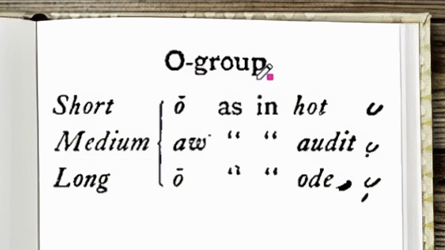So let's look at the O group as in the alphabet listing in the front of your 1916 Gregg Shorthand manual. O group, the short O sound as in hot. It's just a downward hook. The medium sound, or the sound aw, as in audit, is a downward hook with a dot underneath. The long O, as in the word ode, is a downward hook with a dash beneath it. And that is it for this lesson, lesson 3 of the O hook.